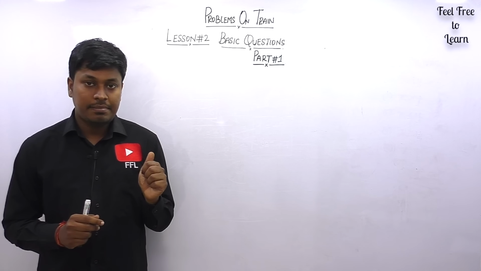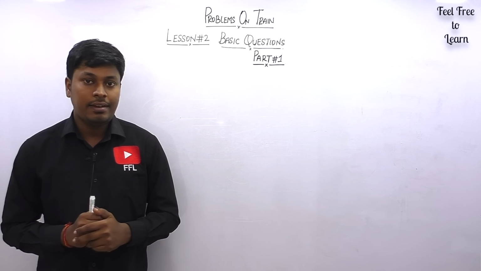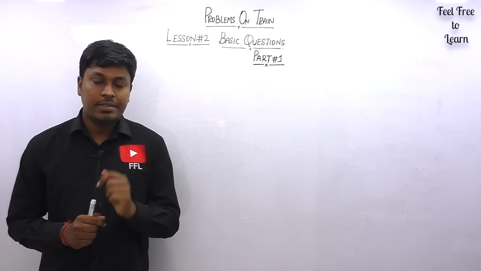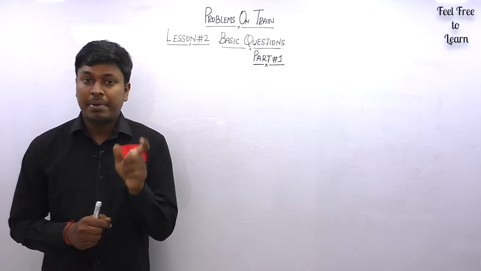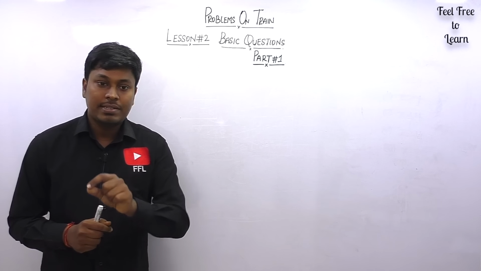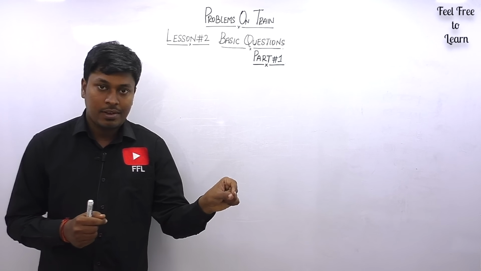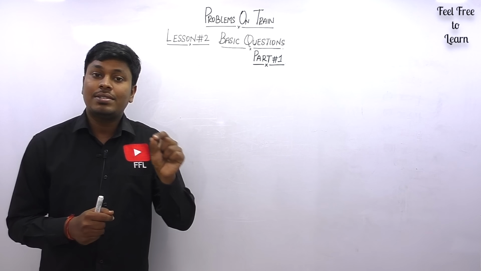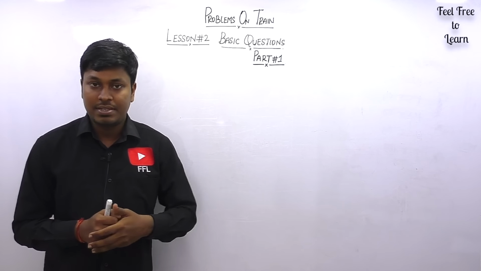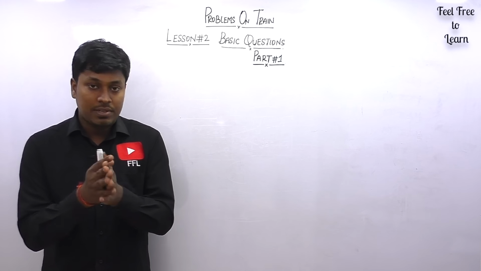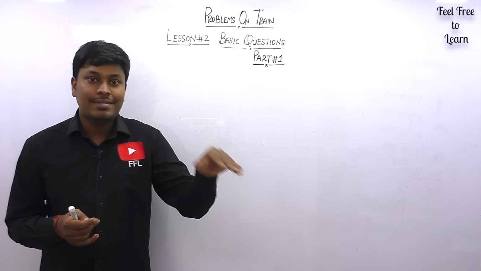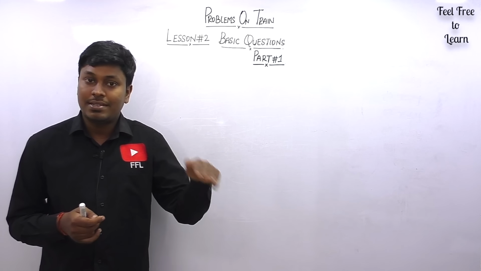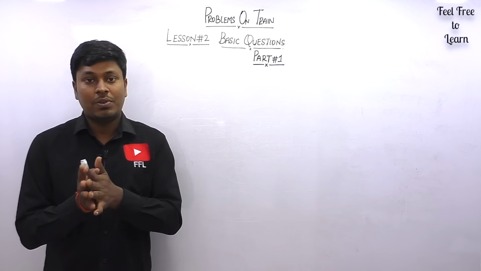So in this lesson number 2 on the topic problems on train, we are going to solve 12 basic questions. So first 6 questions are part number 1, that is based on the concept called a train crosses a man, or otherwise train crosses an electric post, or otherwise train crosses a pole. So based upon this concept, right? And the last 6 questions are based on the concept where the train crosses a tunnel, or otherwise train crosses a bridge, right? So the last questions will be on those concepts.